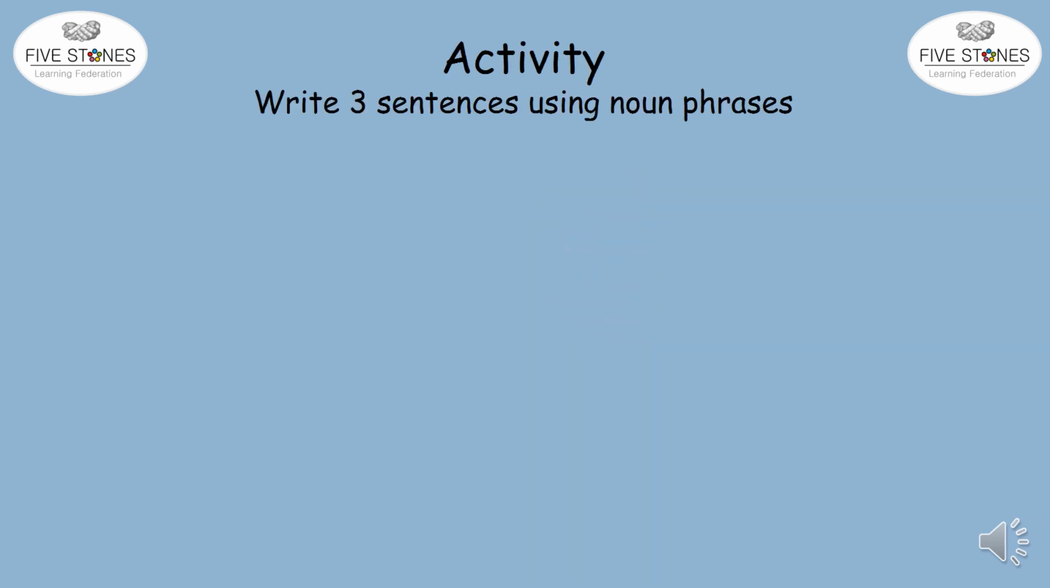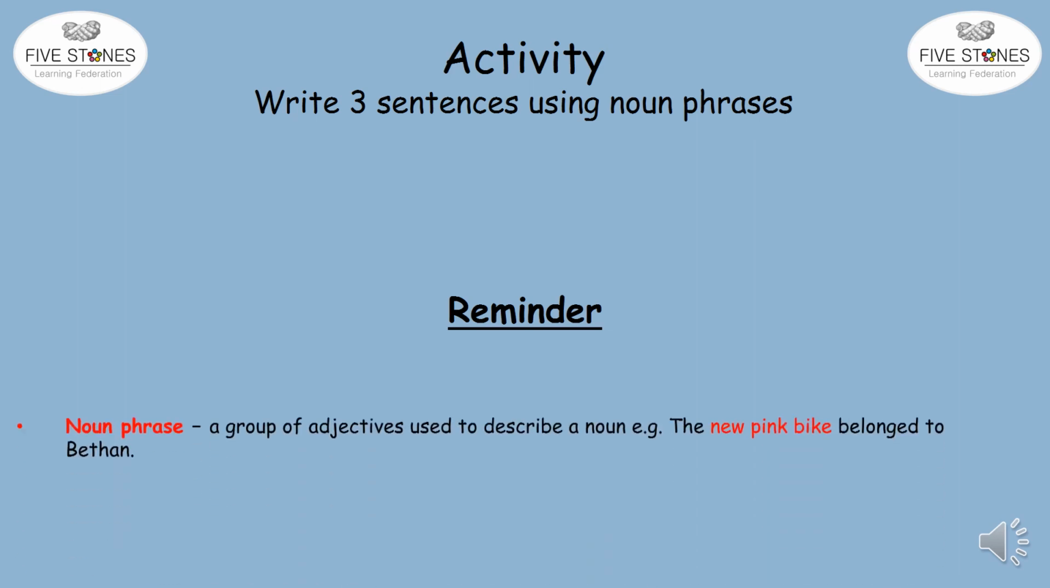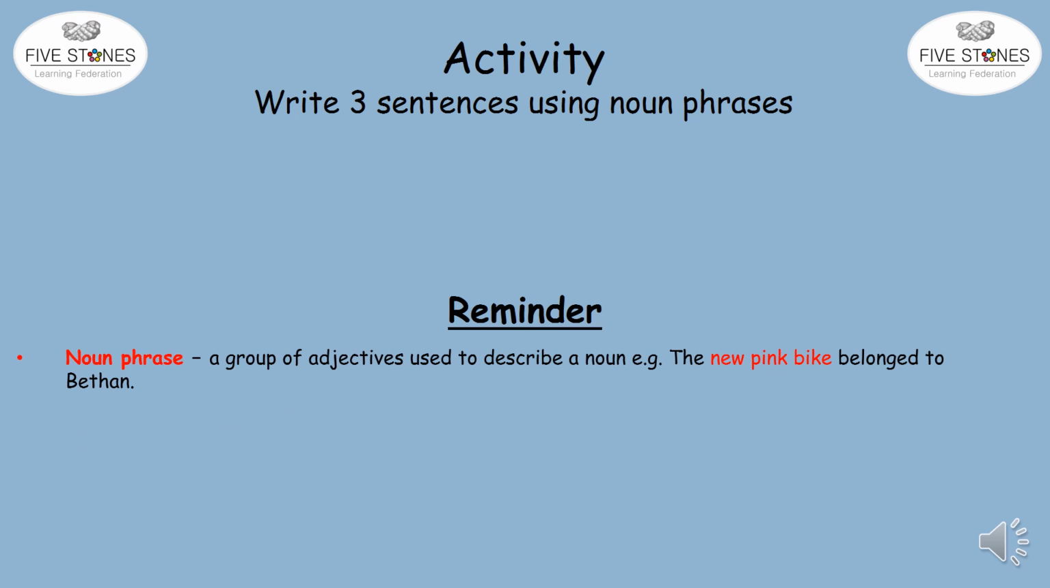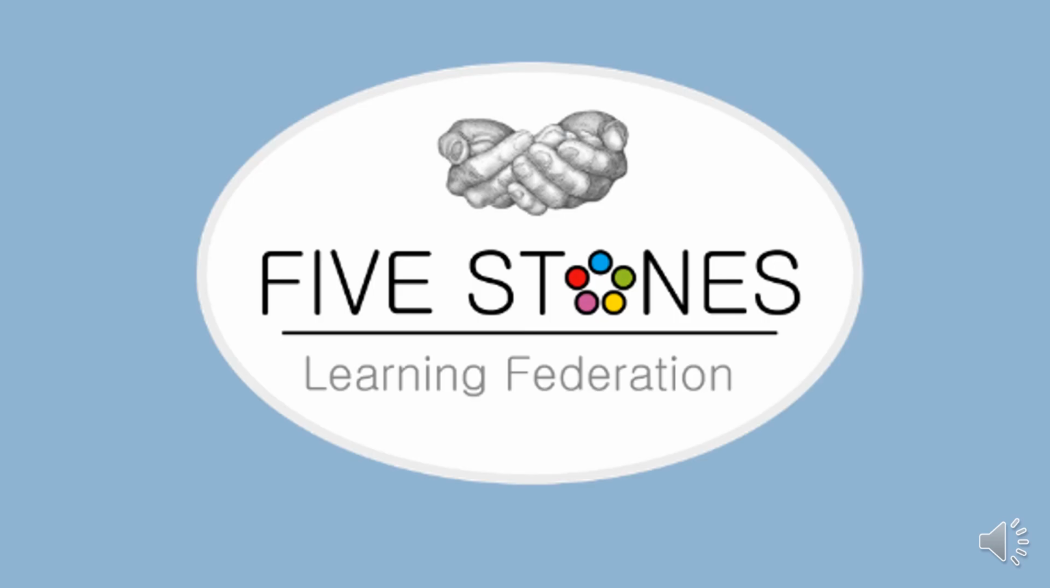Finally, the activity I would like you to do now is to write 3 sentences using noun phrases where you don't have the images and you're thinking of them yourself. You could use objects around your house or things you might be able to see out the window to help you. So just a quick reminder what noun phrases are. They are a group of adjectives that describe a noun. So my example right back at the start was new pink bike. So that would be my example of a noun phrase. Write 3 sentences using them. Okay, well done. Thank you for listening.